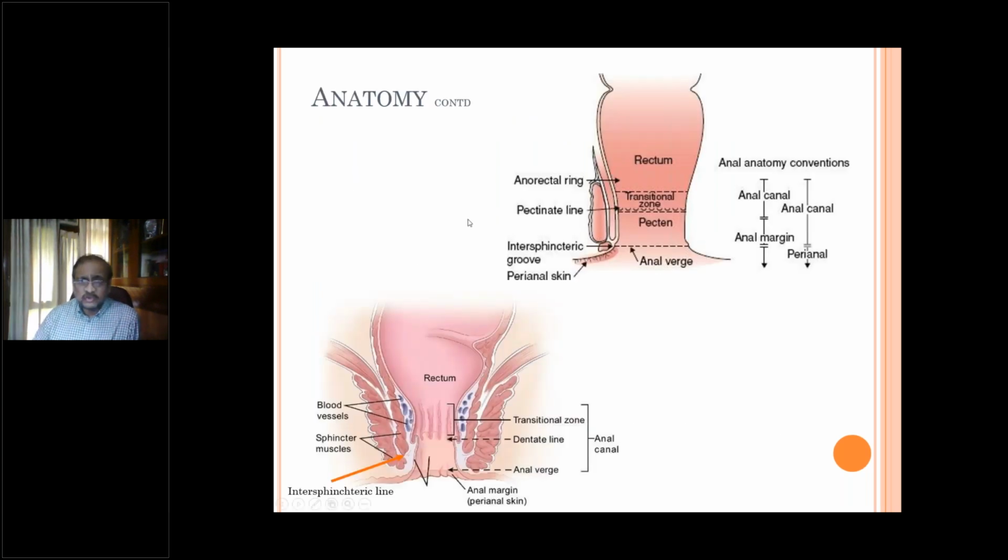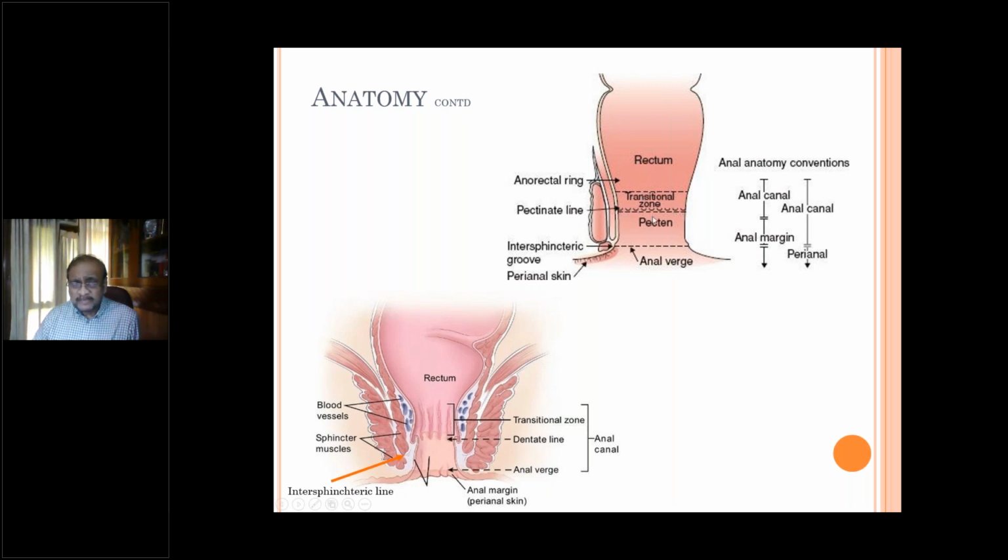This will show you much better. What we're looking at now is a coronal section of the rectum. It is all the same thing, just a less diagrammatic representation. So what do we have? We have the rectum, then the transitional zone, and here you see the walls.